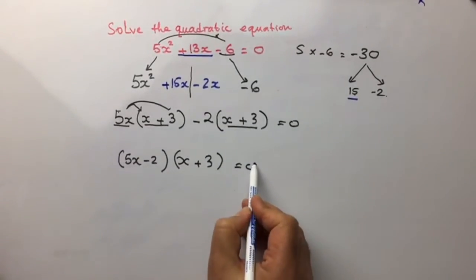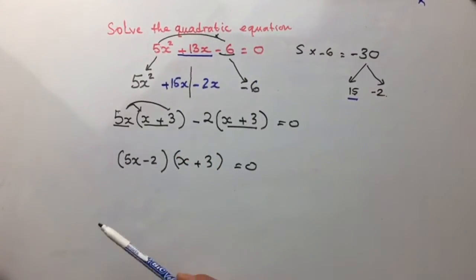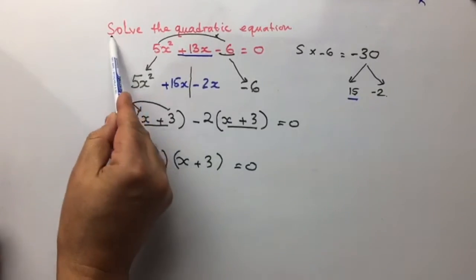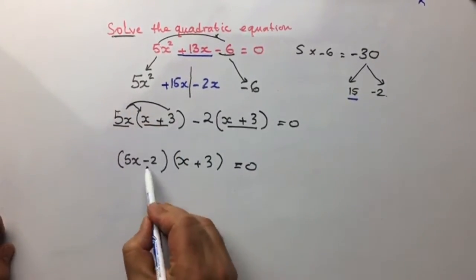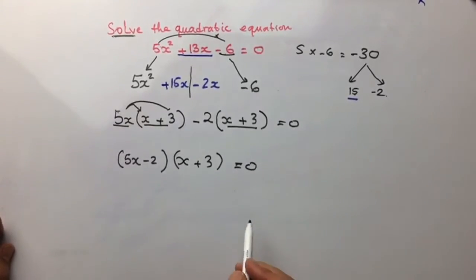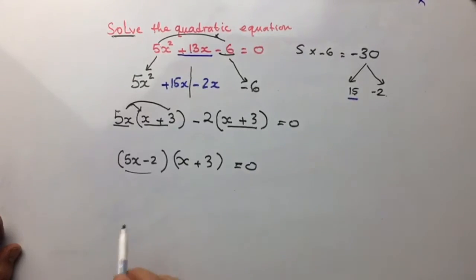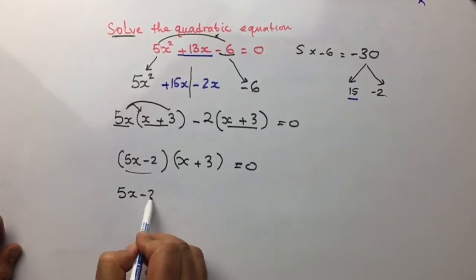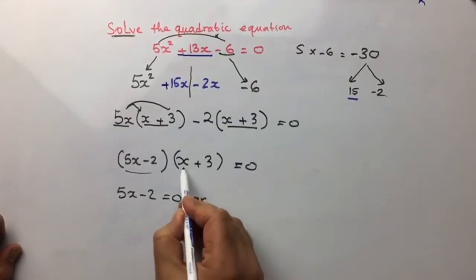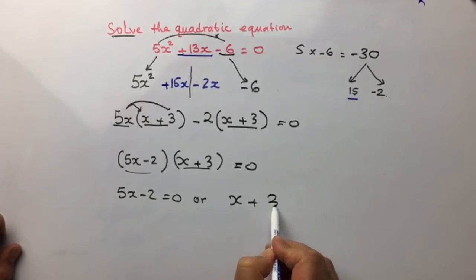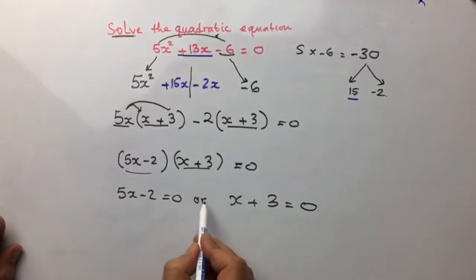Right, so now we have factorized this quadratic equation, and now we just have to solve it. Solve means you have to find the value of x that makes this quadratic equation equal to 0. To do this, you can put each bracket equal to 0. So 5x minus 2 equal to 0, or this bracket x plus 3 equal to 0. So let's solve them separately.